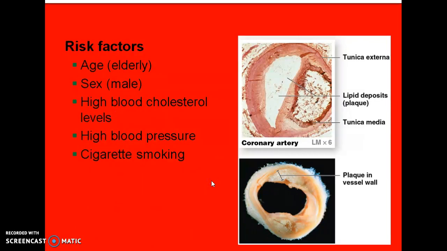Risk factors include age, if you're elderly, sex, if you're male, not if you have sex, high blood pressure, high blood cholesterol, and cigarette smoking.